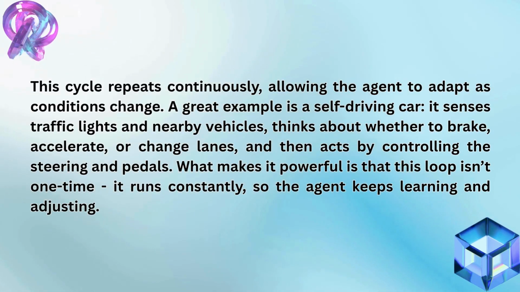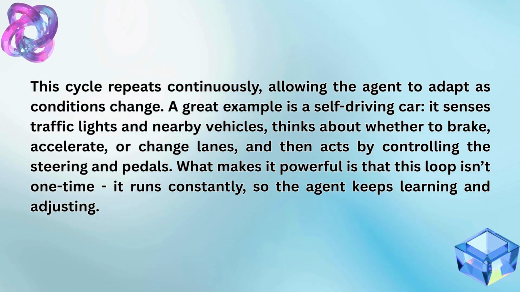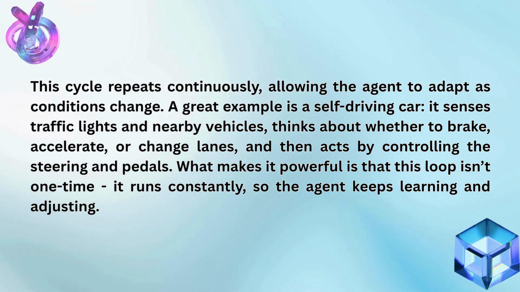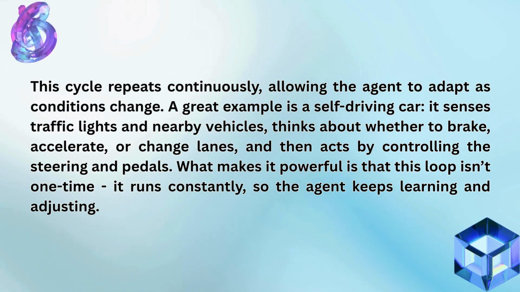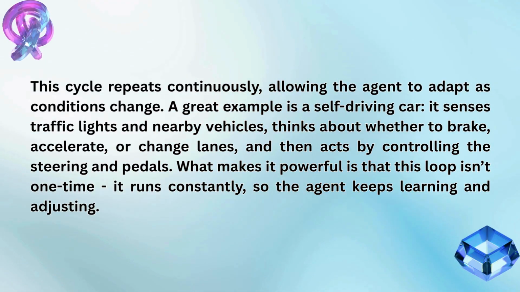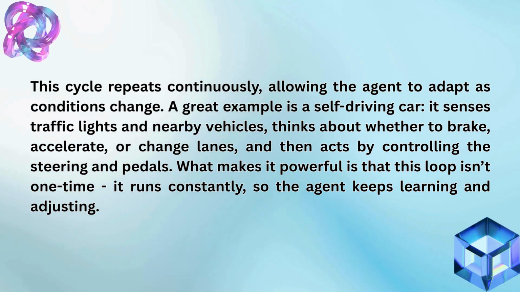A great example is a self-driving car. It senses traffic lights and nearby vehicles, thinks about whether to brake, accelerate, or change lanes, and then acts by controlling the steering and pedals. What makes it powerful is that this loop isn't one time. It runs constantly, so the agent keeps learning and adjusting.